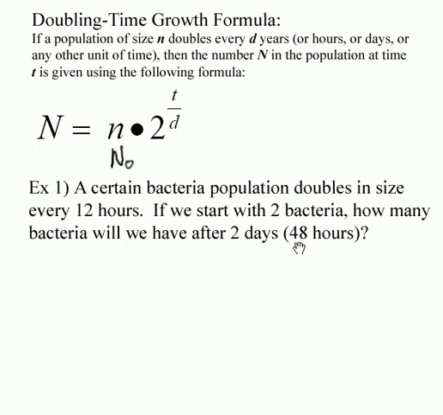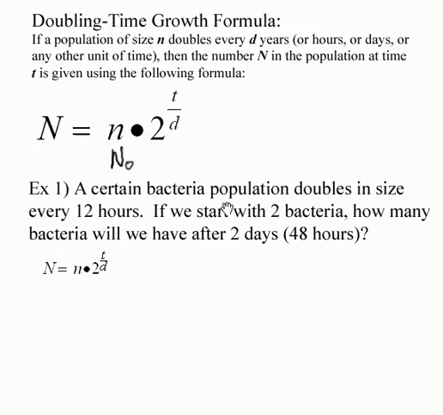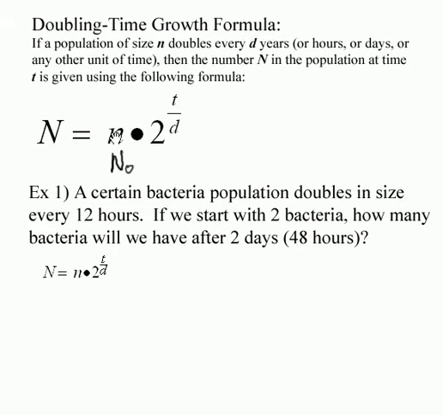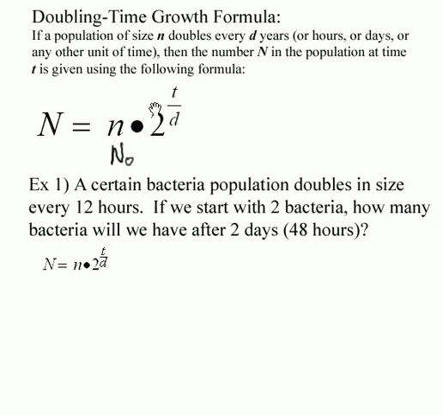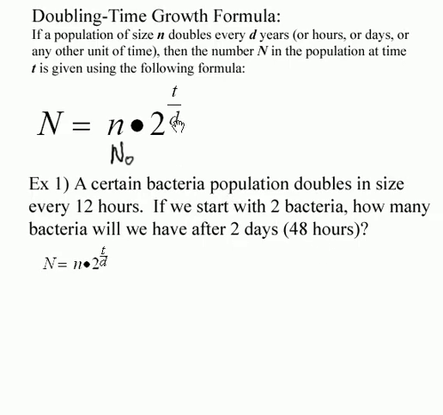Alright, so let's take a look at what goes where in the formula. So there's the formula again. The 2 is always staying there because it doubles. Lowercase n is our initial amount, so we're starting with 2 bacteria. Lowercase n will be 2. And then T, we're going to let it grow for 48 hours. And then D is how long it takes to double, which it says it takes 12 hours to double.